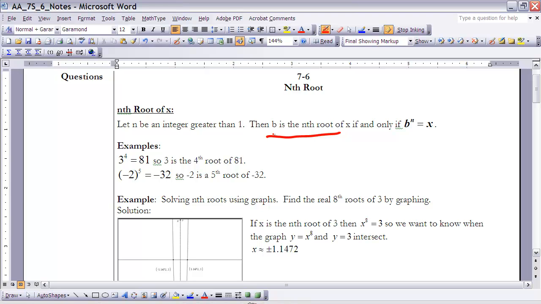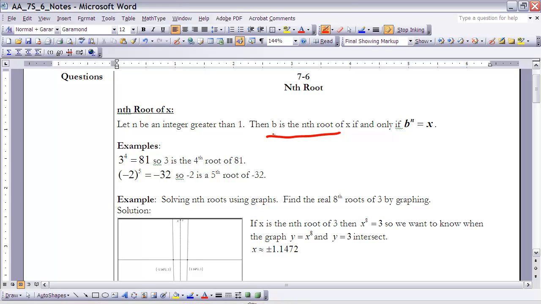If I look at these examples here, since 3 to the 4th power is equal to 81, 3 is a 4th root of 81. Since negative 2 to the 5th power is equal to negative 32, we can say that negative 2 is a 5th root of negative 32. So whatever number we can raise to the nth power to get the number that we're looking at, we say that number is the nth root of the number that we're looking at.